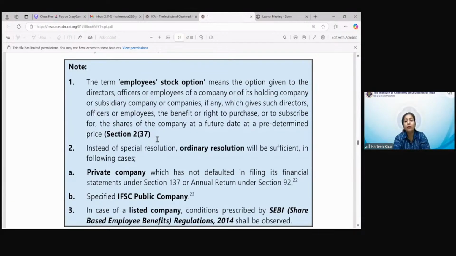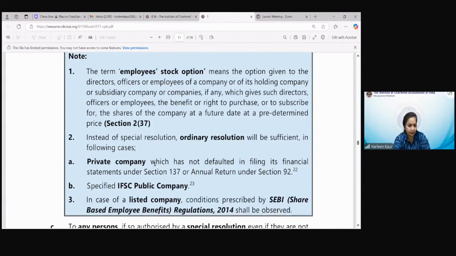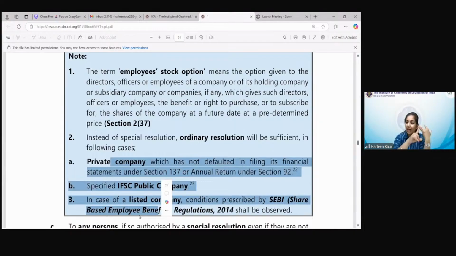Now, instead of a special resolution, in a few cases, you can pass an ordinary resolution also. If you are a private company which has not defaulted in section 137 and 92, or if you're an IFSC public company, or you're a listed company following SEBI's guidelines, then an ordinary resolution is also fine. Okay? So these are the 3 respective cases that you have to learn. You can pass an ordinary resolution also in case of a special resolution.